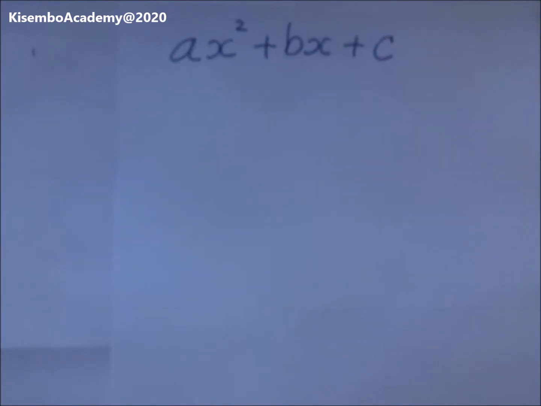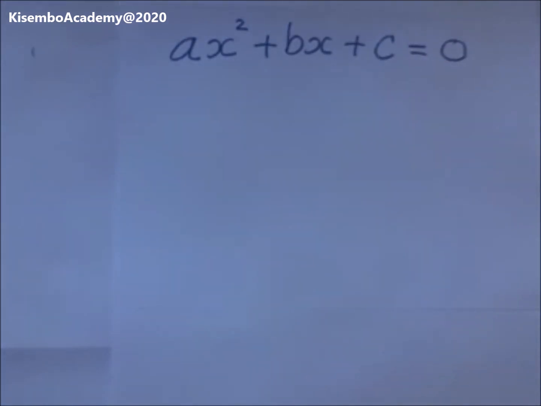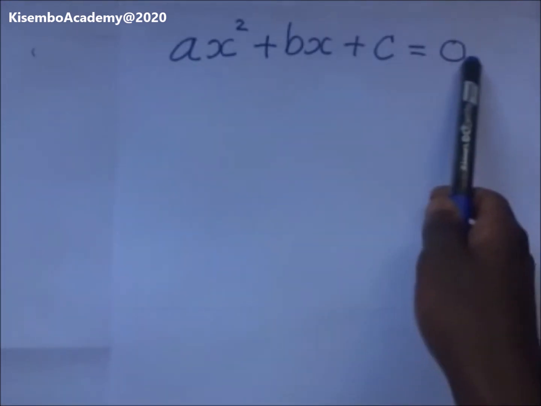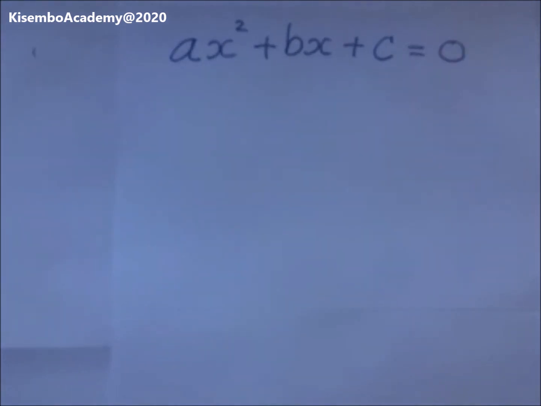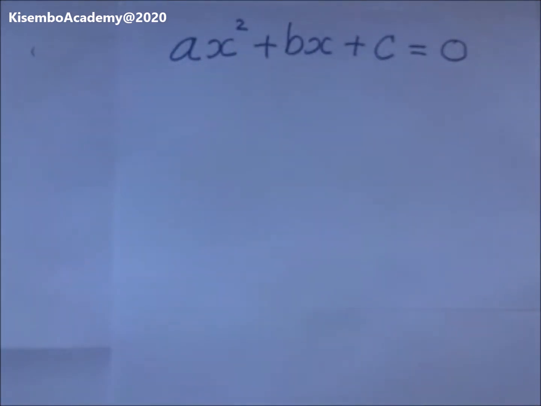Right on your screen, you're having the general form of a quadratic equation: ax squared plus bx plus c is equal to 0. Now we are going to use that general form to derive the quadratic formula. When we are deriving the quadratic formula, we are going to attempt to solve this general form of the quadratic equation by completing squares. Through completing squares, the expression we shall come up with as the value of x will be the expression for the general quadratic formula.